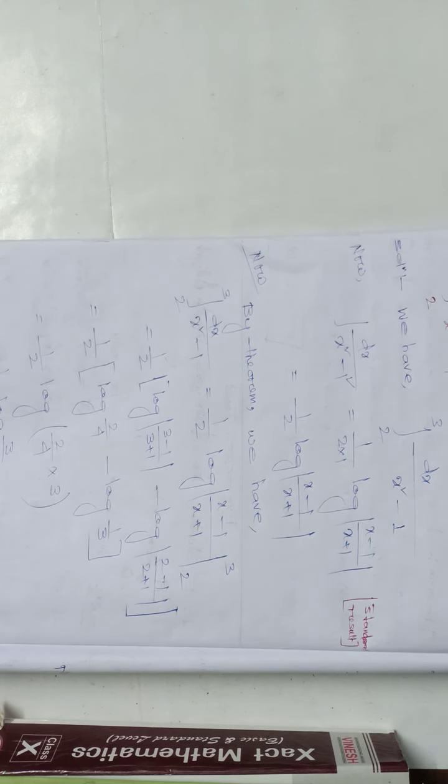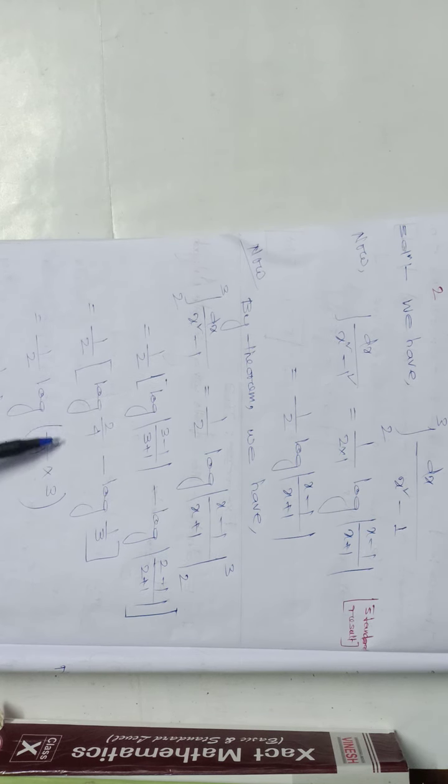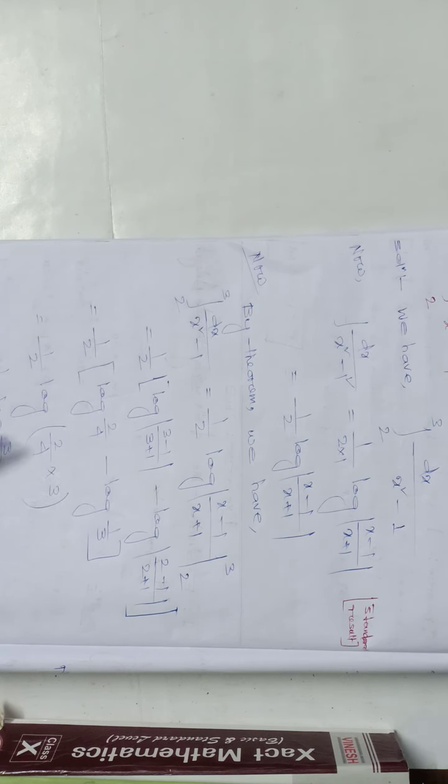So ultimately the answer will be, it is minus, so we can divide. So log 2 by 4 divided by 1 by 3, so it becomes 3. So 2 cancels, so 3 by 2. So the answer is half log 3 by 2.